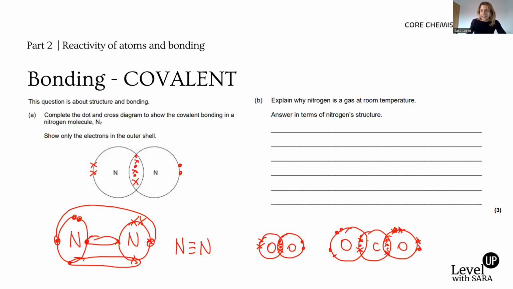Anyway, so triple bond, double bond when there are 2 pair of electrons, triple when there are 3 pair of electrons. And this is the first dot and cross diagram, very likely to be 1 mark.